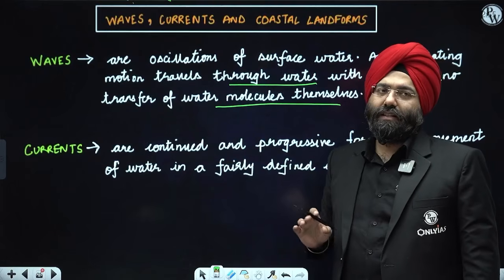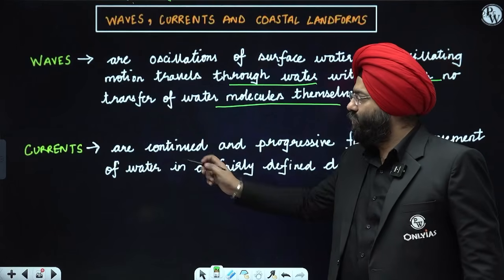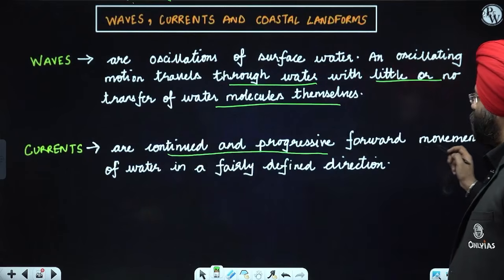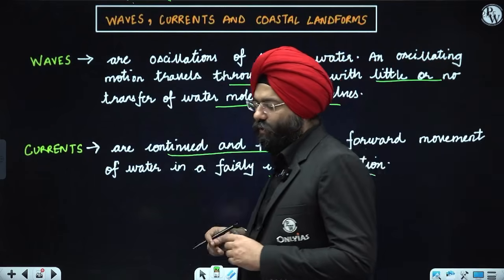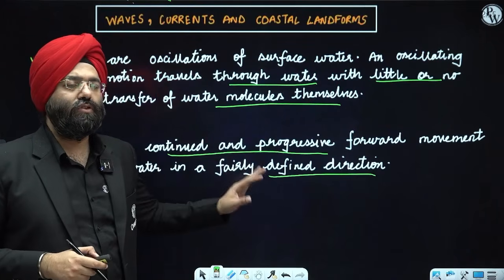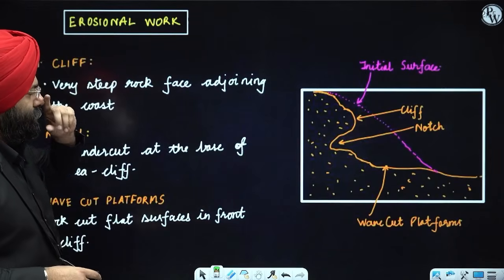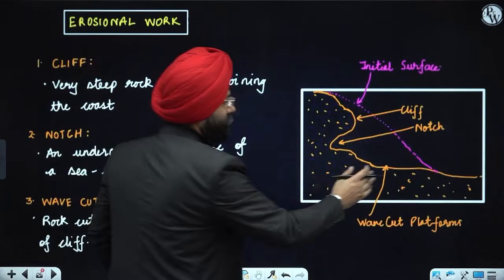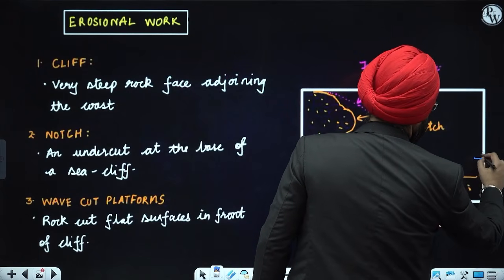On the other hand, currents are like rivers that are moving in the oceans or the seas. So a continued and progressive forward movement of water, in a fairly defined direction. Please understand, we cannot go into a lot of detail in this chapter because we have to study it in oceanography. We will just focus on the features over here, right? Okay. Erosional work. Now see, supposing this region over here is the sea.